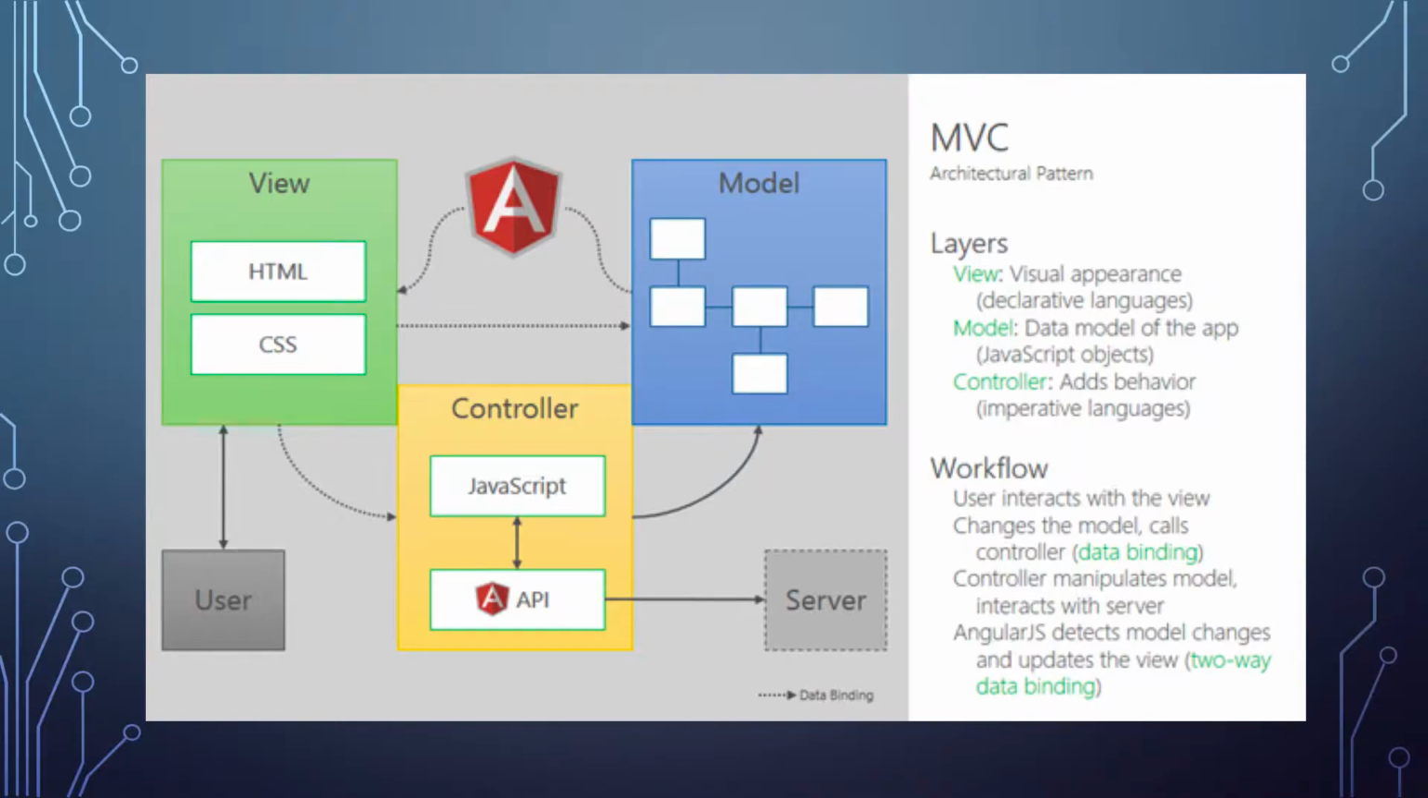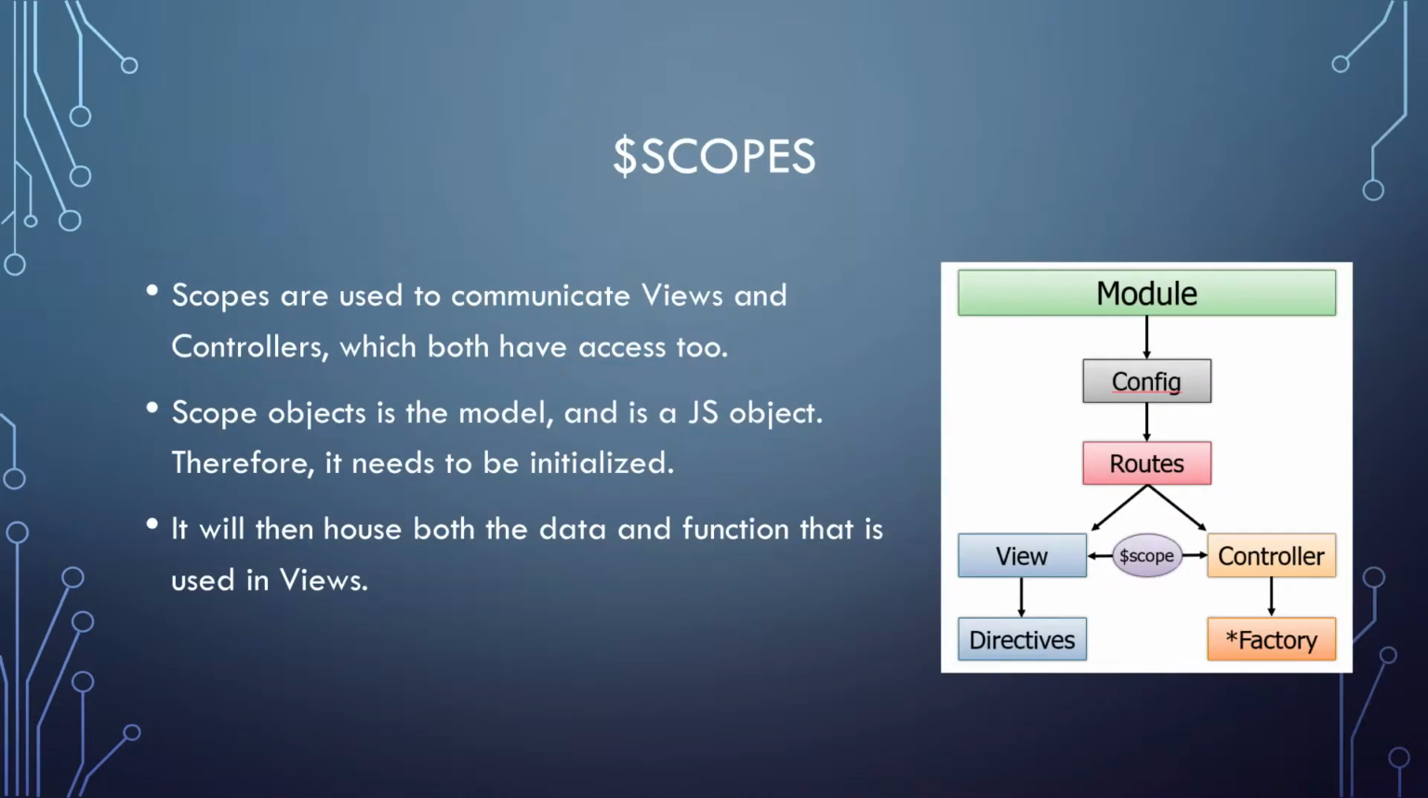To sum up the picture of AngularJS architectural pattern, MVC, now we get into how views and controllers interact with scopes, which each controller accepts as parameters to refer to the application that the controller is trying to control. For example, anything with the $ sign. As read in the PowerPoint, scopes are used to communicate between views and controllers. Scope objects are in the model and are JS objects, therefore they need to be initialized.